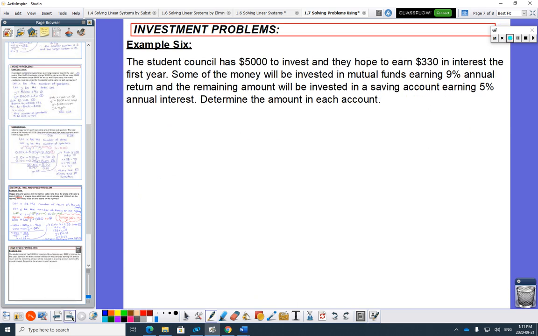Okay, so the next one has to do with percentages. So again, similar to the money one, you have to make sure that you use those as decimals, divided by 100. So student council has $5,000 to invest, and they hope to earn $330 in interest in the first year. Some of the money will be invested in mutual funds earning 9% annual return, and the remaining amount will be invested in a savings account earning 5%. So we are determining, again, go to the end, the amount in each account. So we're going to do how much is in the mutual fund and how much is in the savings account.